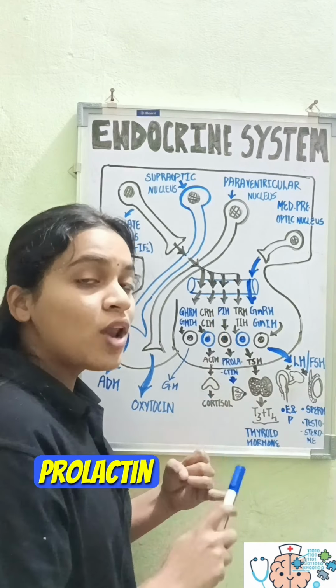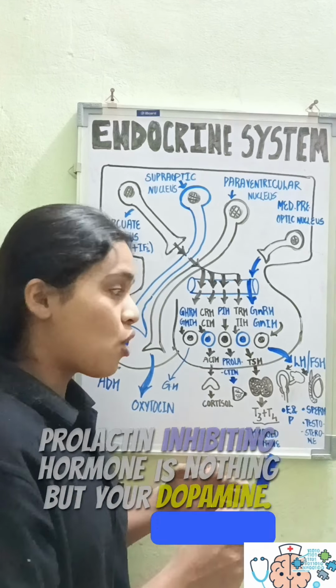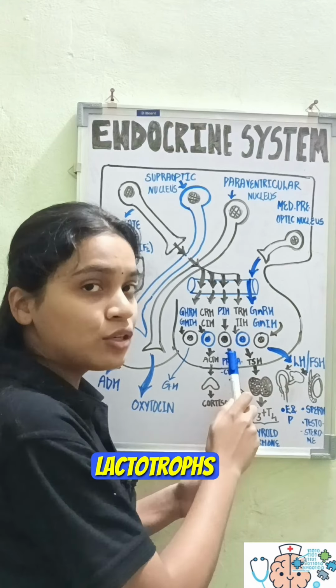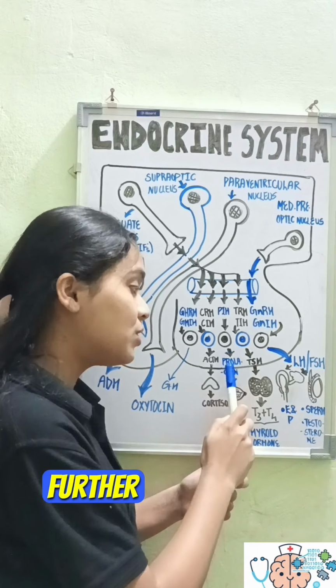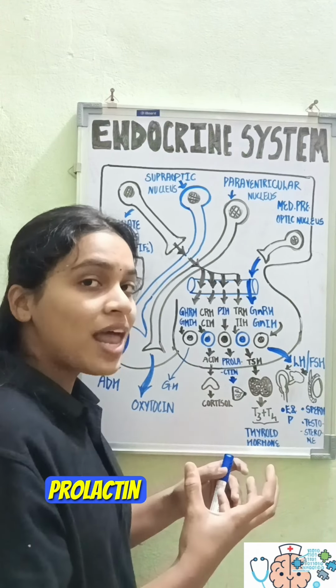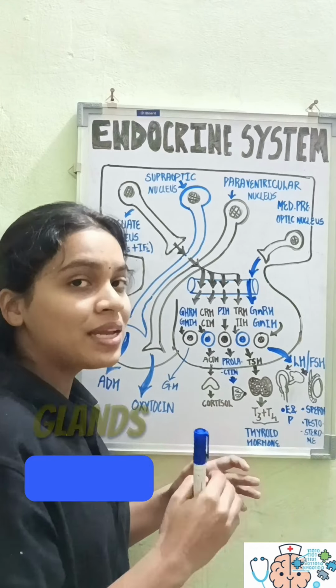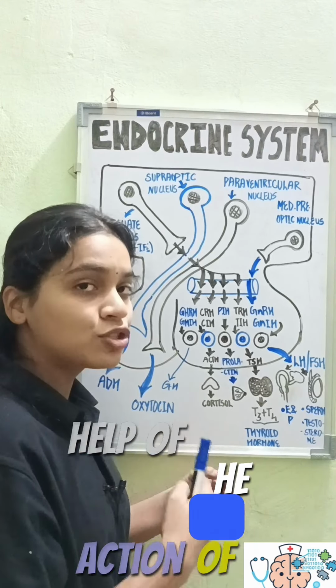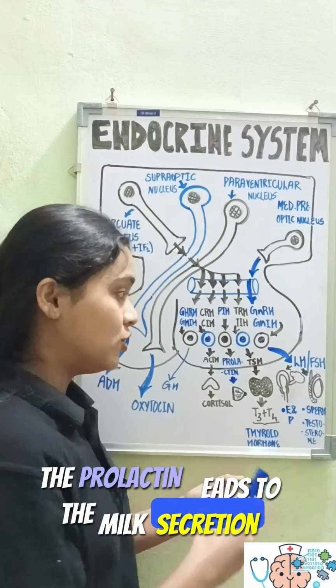The next one is prolactin inhibiting hormone, which is nothing but your dopamine, which acts on the lactotrophs present in your anterior pituitary, which further release prolactin. Now this prolactin acts on the mammary glands present in your breast. The action of the prolactin leads to milk secretion.